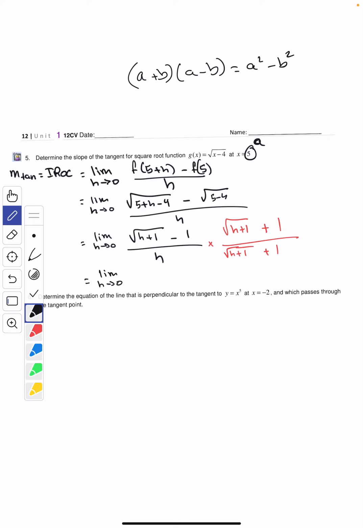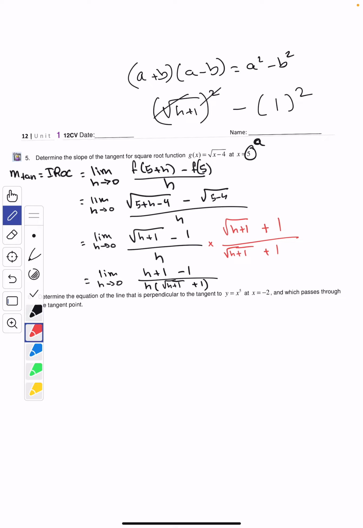So in this case, the first term squared, so if I have the square root of h plus 1 and I square it, the square root and the square cancel each other, and I'll be left with h plus 1. And then minus the second term squared, so that is 1 squared, and that's going to be minus 1. Over, we're going to leave the denominator as is. We're not going to expand or anything like that. We're just going to leave it. And you want it in factored form because you want to eliminate the h.